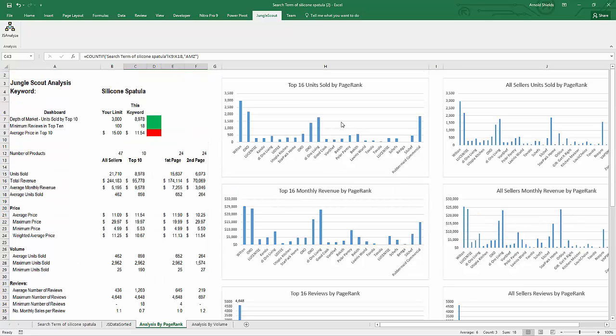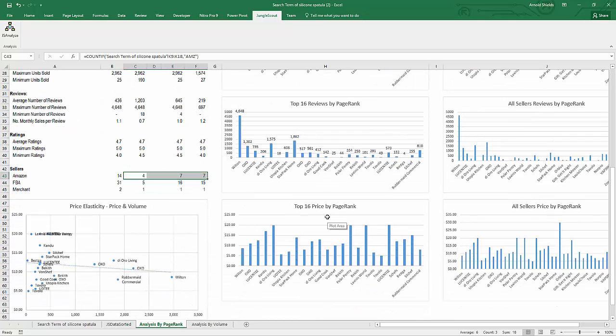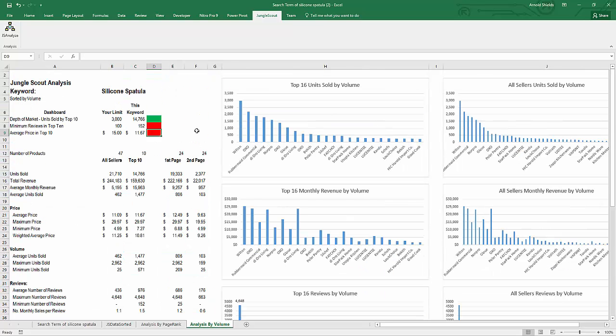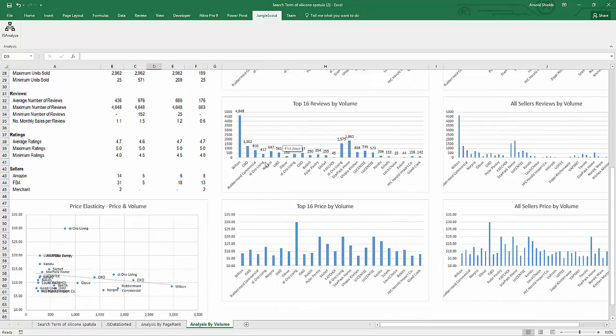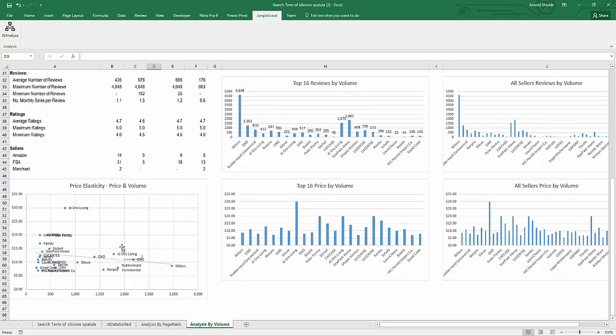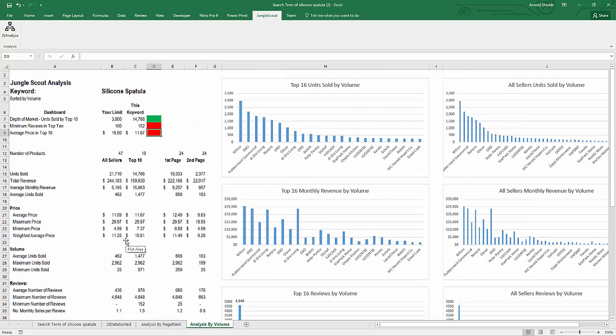So we can then look at it in terms of a graph: top units sold by page rank, monthly volume, number of sales, top price, number of reviews, etc. We've also created another sheet which is analysis by volume, and we put this in place because sometimes the keyword you've searched, in this case silicon spatula, might not be the prime keyword. There might be other keywords that are getting more volume that perhaps you didn't pick up on in the first instance. So we've got all those graphs by volume. And we can see here, again, we've got a price elasticity curve. So if we take this information, it makes it much easier for us to understand exactly where we stand and where the market potentially is.